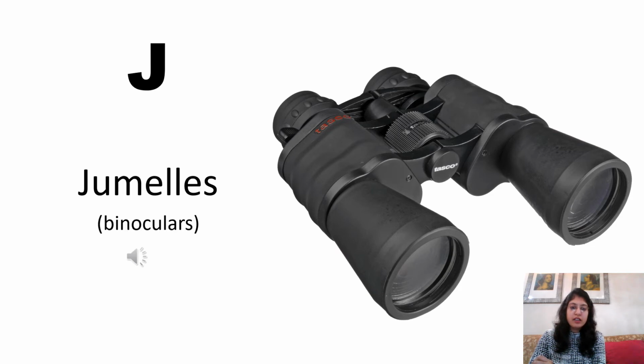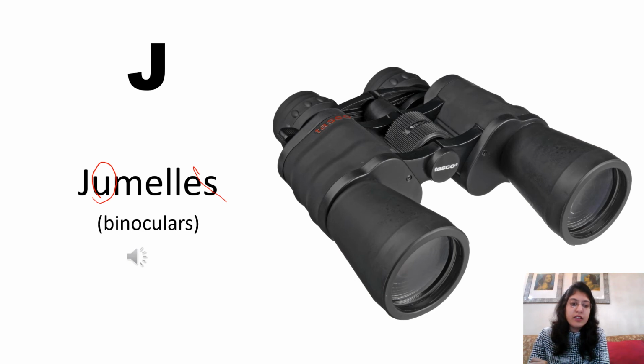Jumelle. Now look. The U in French is pronounced as the English alphabet U. So it becomes jumelle. The last S is not pronounced. So it has to be pronounced as jumelle. Now listen to the pronunciation of the native French speaker. Jumelle.